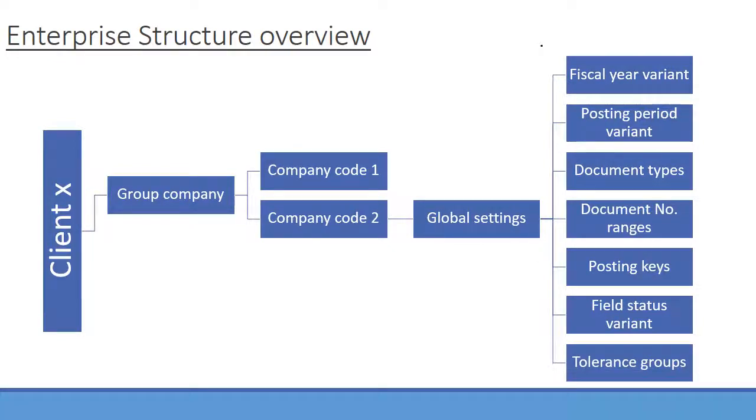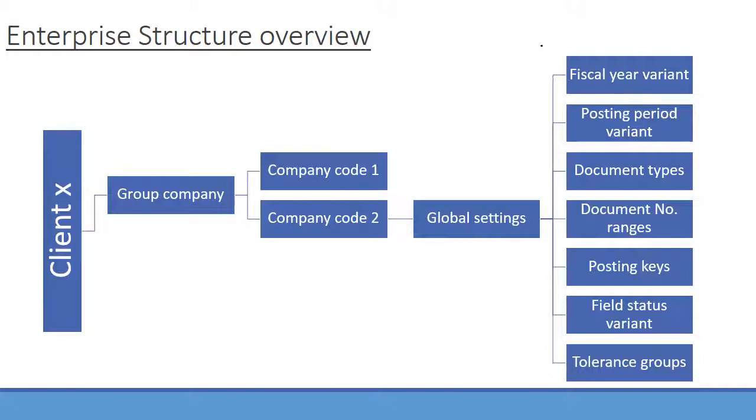And finally, we create what are called tolerance groups that will decide what should be the limit of deviation. The global settings together will complete the basic enterprise structure of a company. Now these global settings usually are shareable between company codes. For example, the same fiscal year variant can be used by multiple company codes. It is only the document number ranges that are specific to a company.